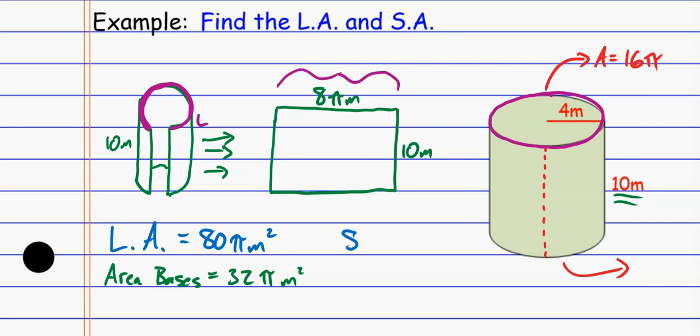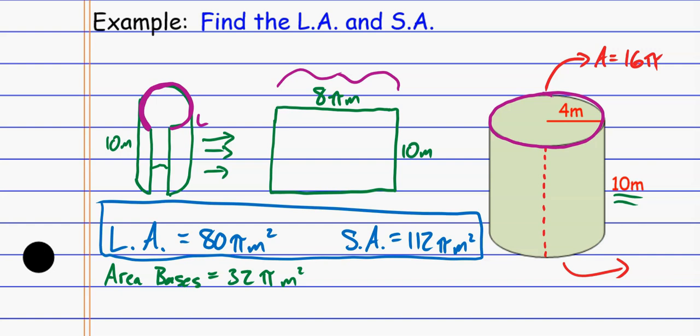The surface area is what I get when I add these together. So if I add them all up in terms of pi, what I end up with here is 112 pi square meters. And that's literally my answer if I'm asked to leave it in terms of pi, okay? If I'm asked to round this thing off as a decimal, now it's appropriate to do that.